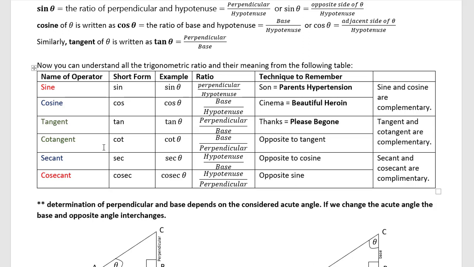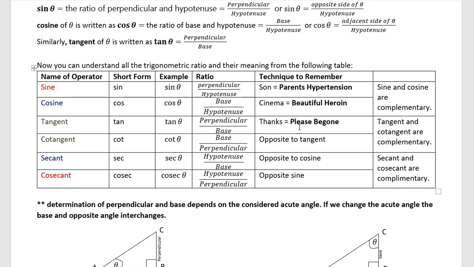And cot means cotangent. Cotangent of theta is written as cot theta. Cot theta is the opposite ratio, or inverse ratio, of tan theta. Cot and tan, I have made them green because they are inverse ratios. So if tan theta is equal to perpendicular by base, then cot theta is equal to base by perpendicular, and that is opposite to tangent.